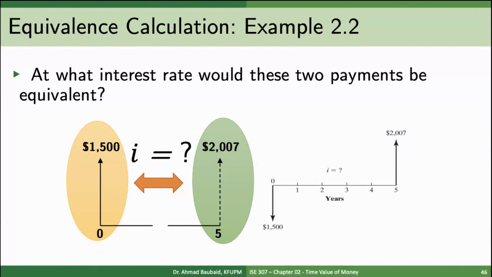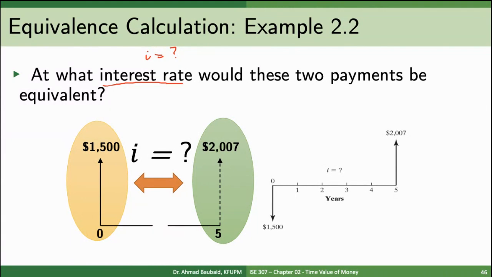Here's another example. If I give you two options, if I tell you you can receive $1,500 today, or you can receive $2,007 five years from now. The question here is phrased a little bit differently. It's asking at what interest rate, right? So you need to solve for I.